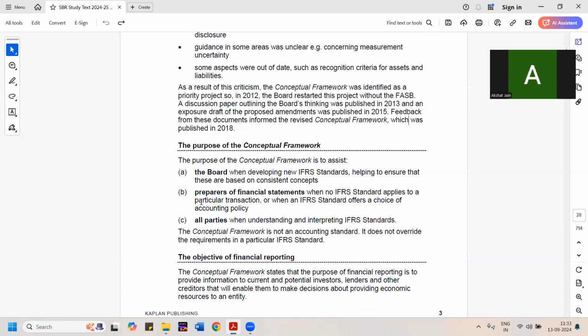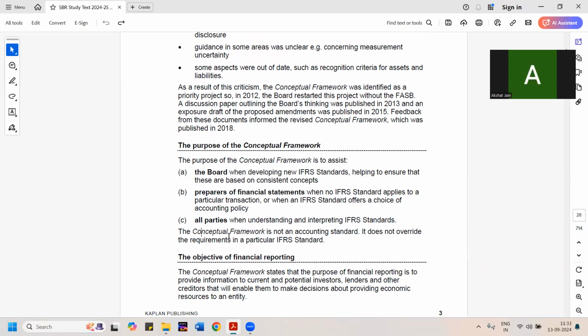So the purpose of the conceptual framework is, again, it helps the board in creating and revising new IFRS standards. It helps the preparers of financial statements when there is no particular IFRS or IAS standard relevant to their concern, or the problem they are facing. And it also helps all parties when understanding and interpreting the IFRS standards.